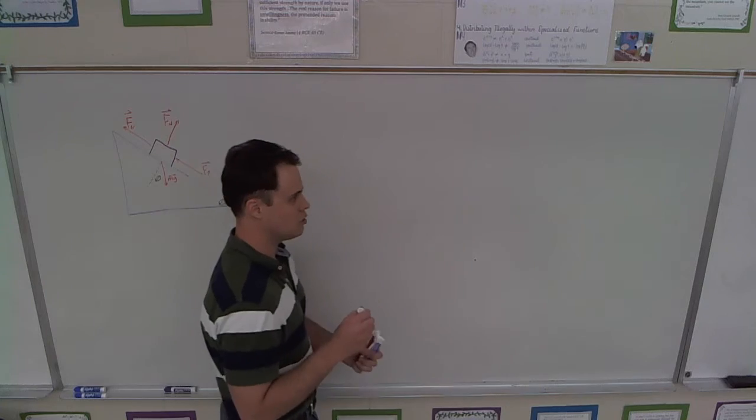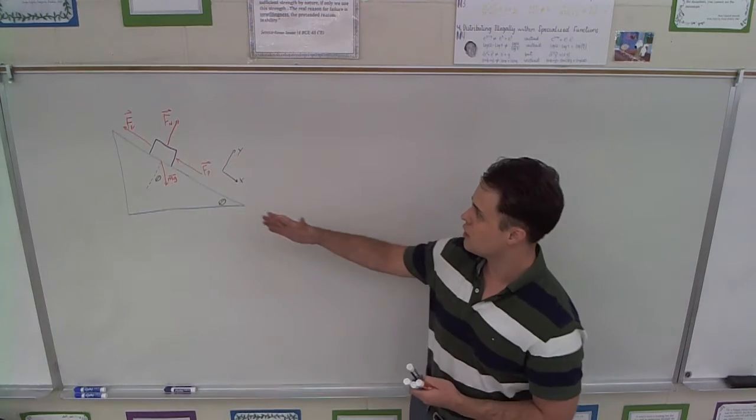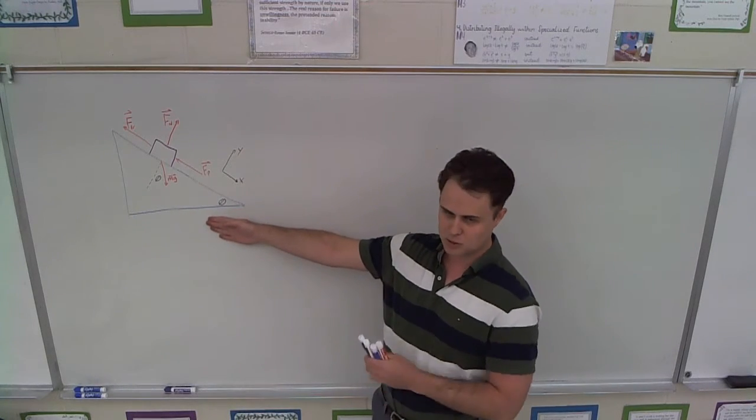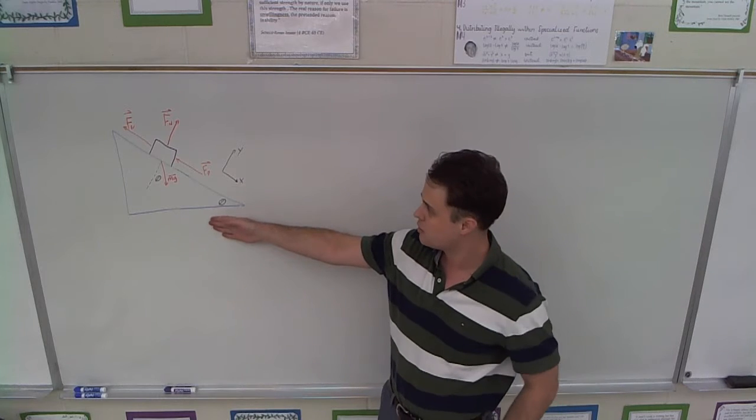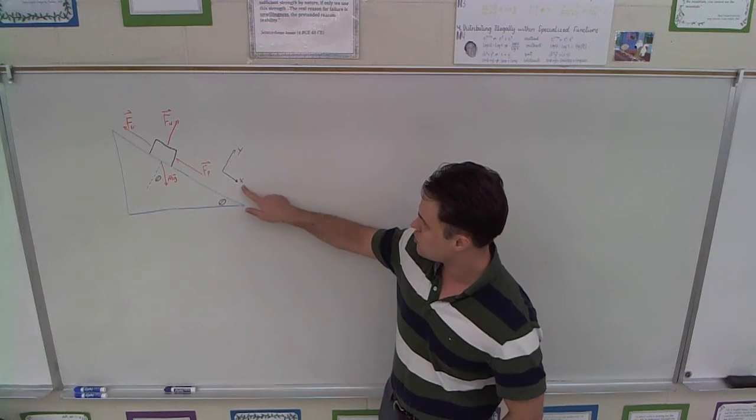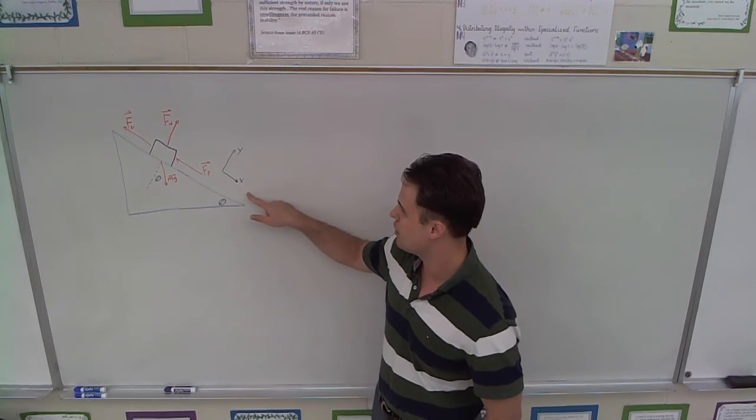So, first we need to figure out the work being done. So we've got a nice free body diagram that my assistant has put on the board for me. Thank you, Kosh. And we've got a coordinate system that we've chosen. So this time down the ramp is x.